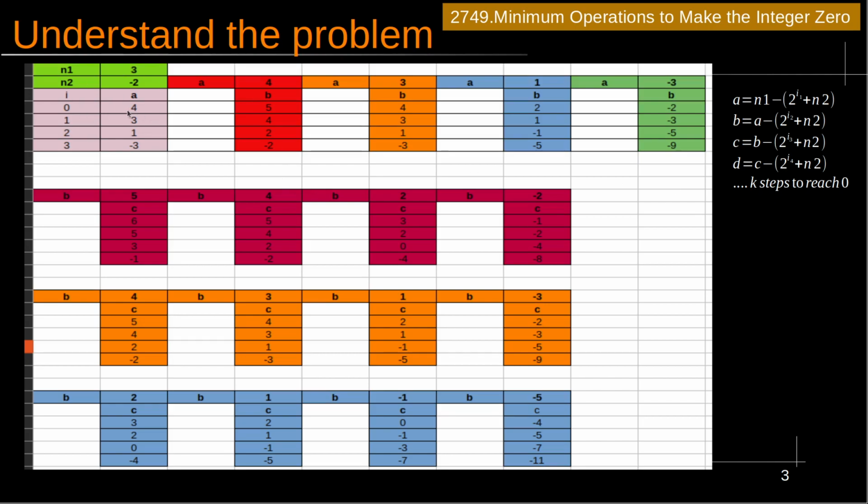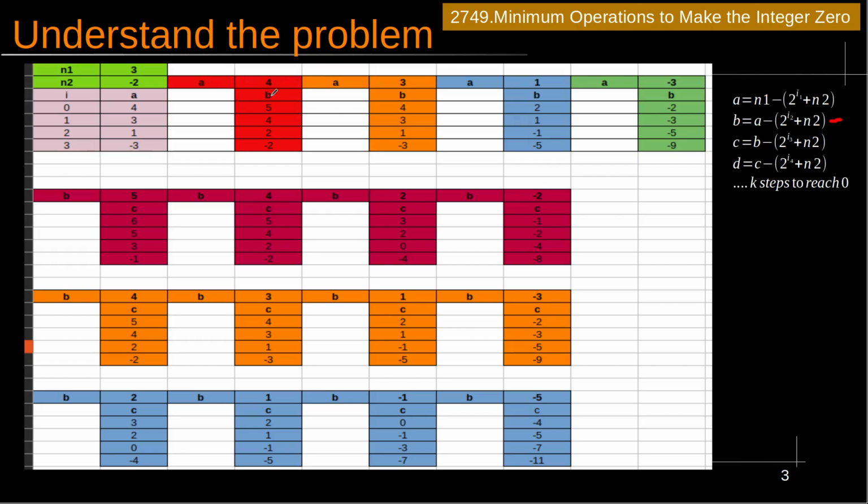Let's take this example. First, I will compute a for all the powers. For power i equal to 0, using this formula, a will be 4. For the power 1, a will be 3, for power 2 a will be 1, and for power 3 a will be -3. Then, for each a, I will compute b, using this formula here.